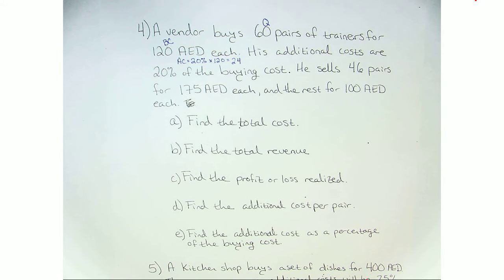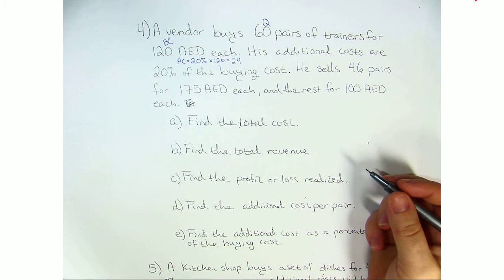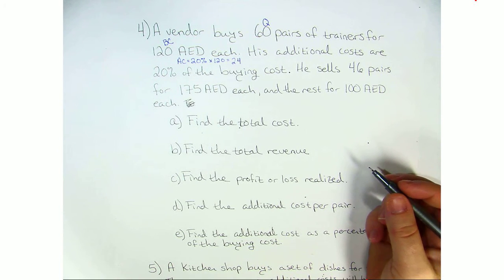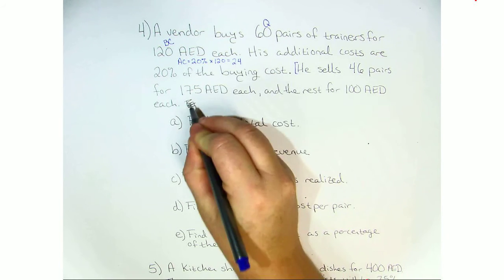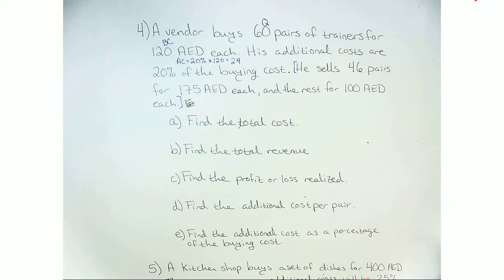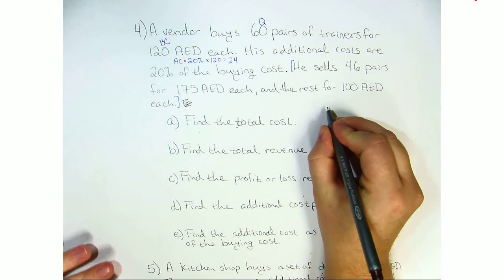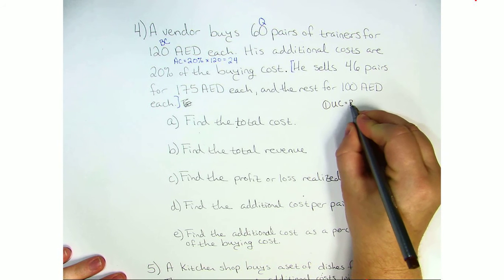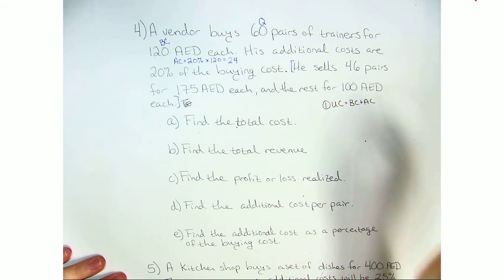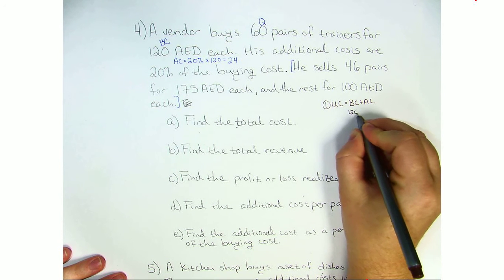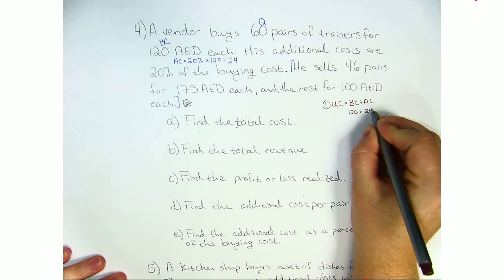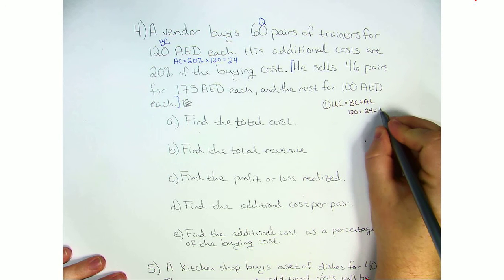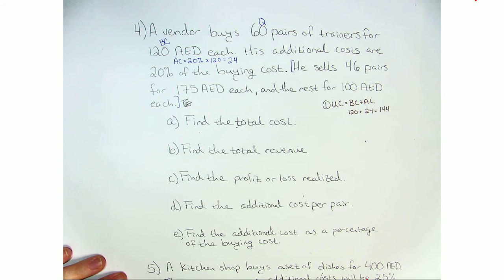Now, he sells 46 pairs for 175 each, and the rest for 100 dirhams each. This deals with total revenue, and we'll get to that a little bit later. So starting first, we need to figure out the total cost. Now there's 4 steps. The first step is we need to find the unit cost. The unit cost is the buying cost plus the additional cost. So the buying cost is 120. My additional cost is 24, meaning my full unit cost is 144 dirhams.